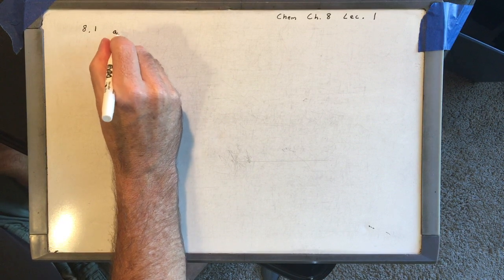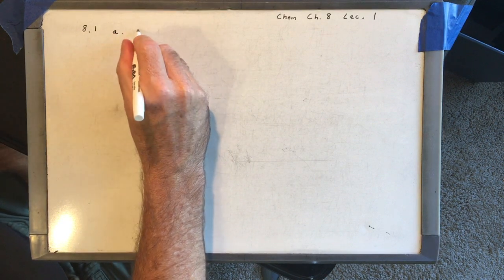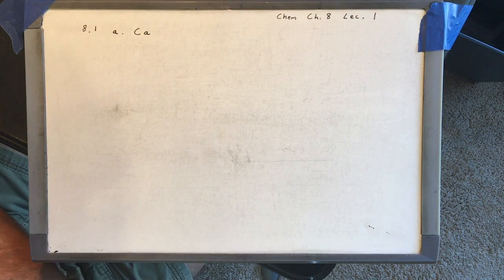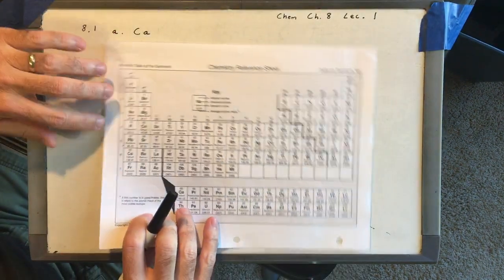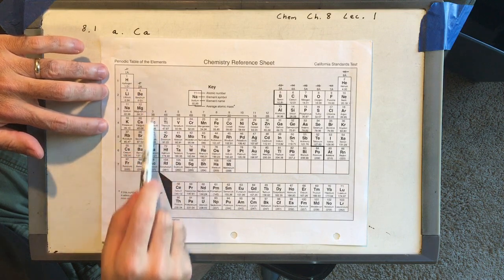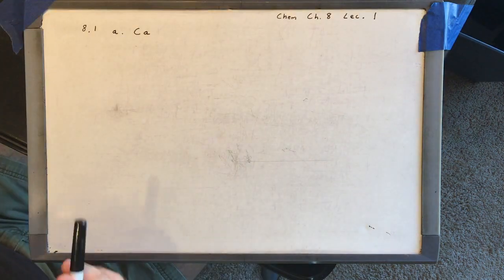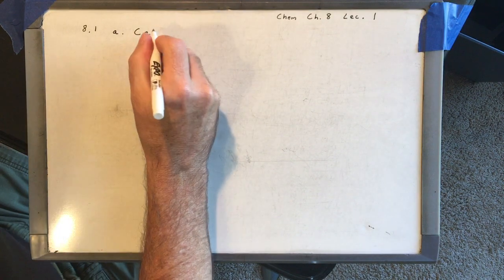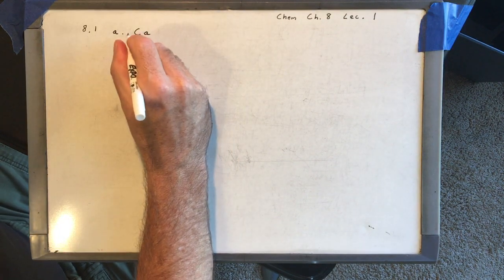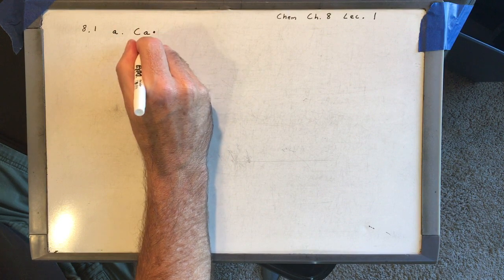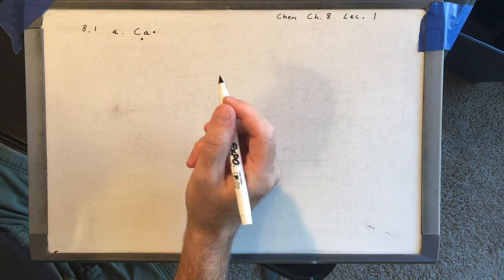Okay, so our first one is calcium. How many valence electrons does calcium have? Calcium is in column 2, column 2A, so it has 2 valence electrons. And the way you draw those dots, start at the right and go clockwise. So 1, 2. That's all it is.